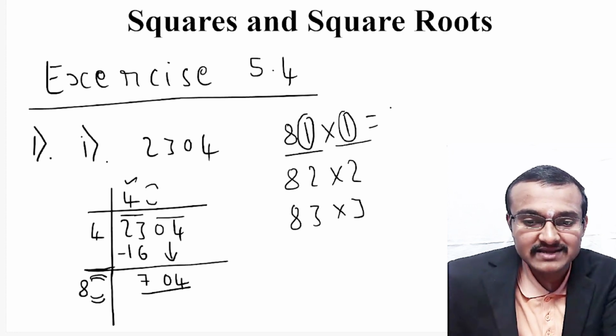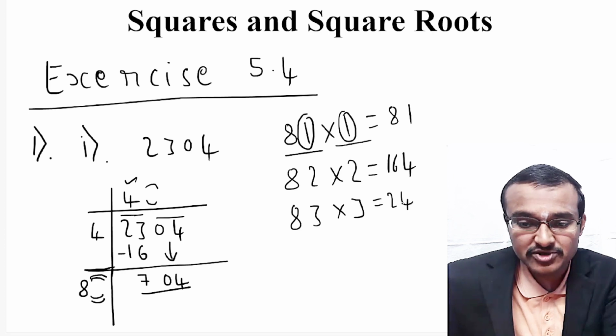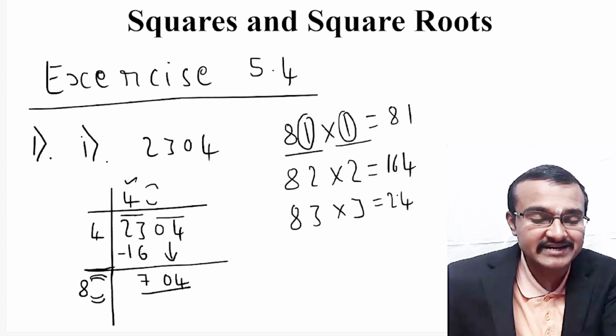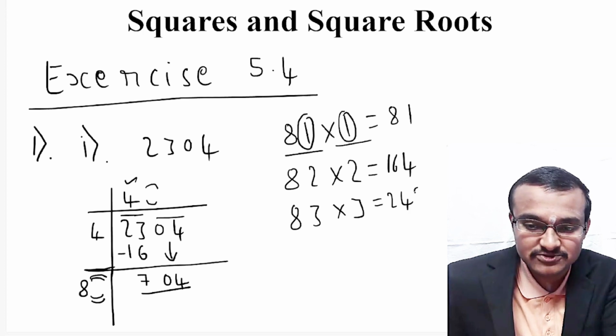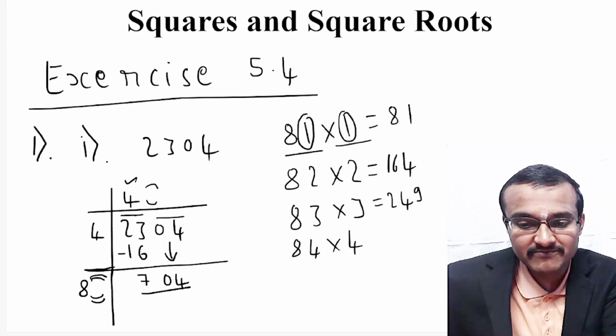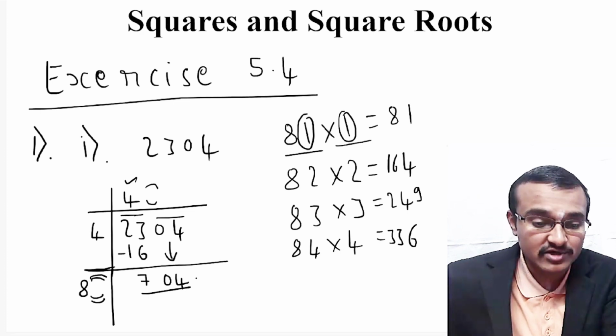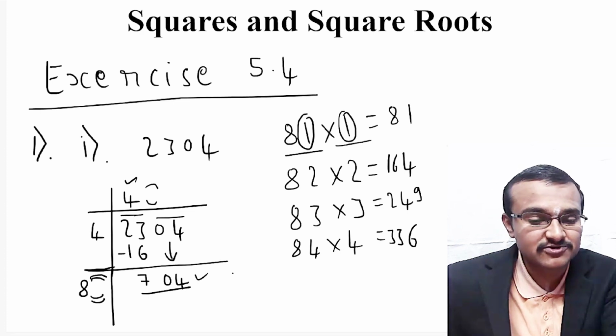So if I put 1, then 81 into 1 will be 81. If I put 82, then 82 into 2 will be 164. If I put 83 into 3, then 83 into 3 will be 249, because 80 into 4 is 240, because 8 3s are 24. So 240 plus 9, so 249. If I put 4, then 84 into 4 will be 4 4s are 16, 1 carry, 8 4s are 32 plus 1, 33. So 336 is the answer for 84 into 4. That is also not approaching 704.